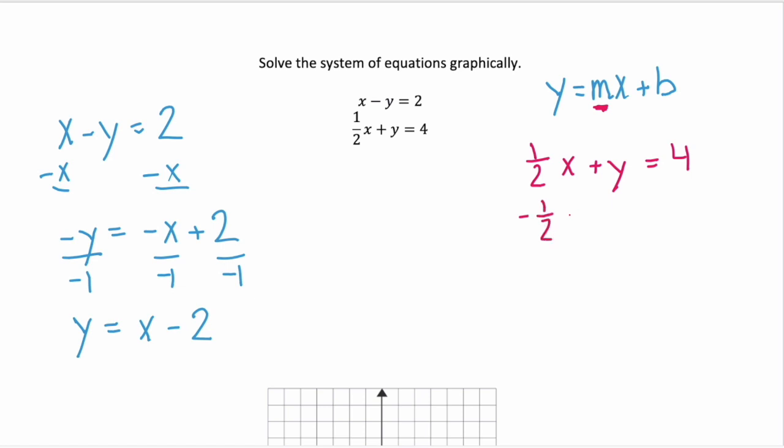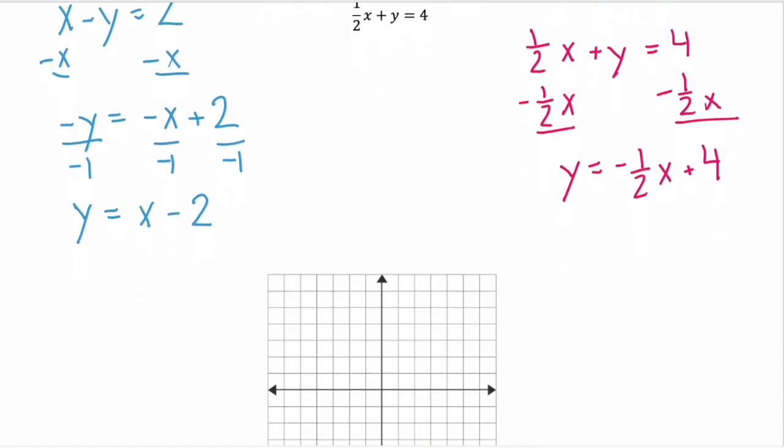To do that, we're going to subtract 1/2 x from both sides, which leaves y equals negative 1/2 x plus 4. So see, we didn't even have to mess with that fraction. We just had to isolate y, and it shifted the x with its slope, the negative 1/2 fraction, to the right-hand side. Now we need to graph each of these lines.